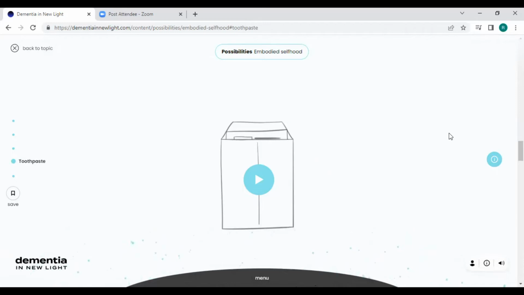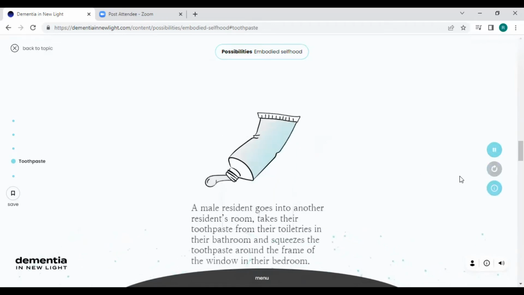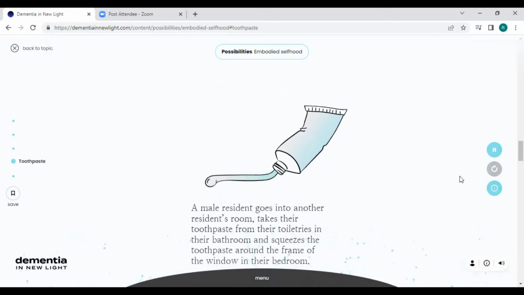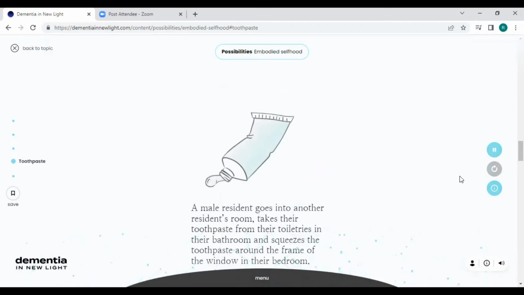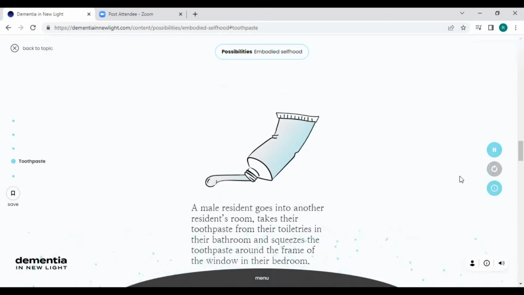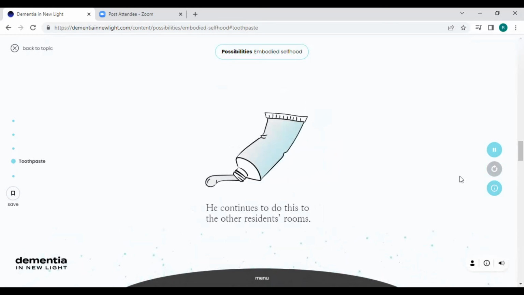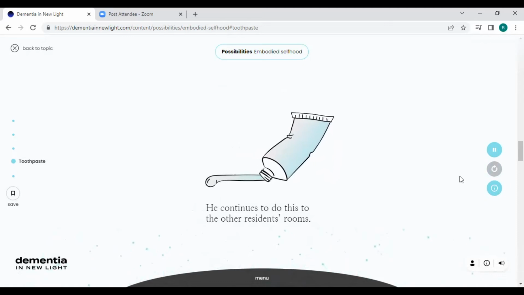Lastly, in the possibilities topic, the embodied selfhood subtopic explores the importance of bodily movements as a means of self-expression. One of the resources within this subtopic is an animation video based on ethnographic research by our team. A male resident goes into another resident's room, takes their toothpaste from their toiletries in their bathroom, and squeezes the toothpaste around the frame of the window in their bedroom. He continues to do this to the other residents' rooms.